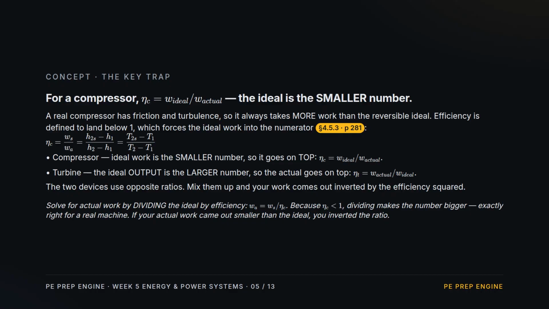Here is the trap that costs the most points. A real compressor always takes more work than the reversible ideal, so efficiency is defined to come out below 1, and that forces the ideal work onto the top. Compressor efficiency is ideal over actual. The ideal is the smaller number. A turbine is the mirror image. Its ideal output is the larger number, so the actual goes on top. The 2 devices use opposite ratios. To get actual work, divide the ideal by efficiency. Dividing by a number below 1 makes it bigger, exactly what a real machine should be.